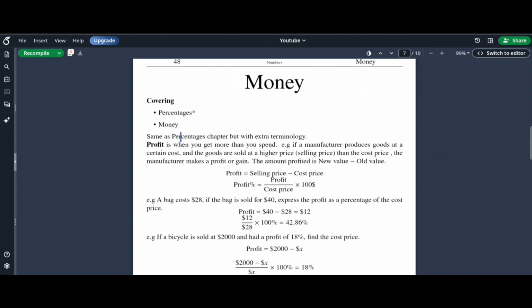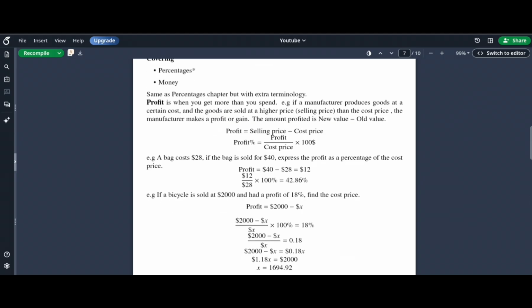So what do we have here? Same as percentages, but with extra terminology. Now we just have profit and loss, which is the same as increase or decrease, but with money in context. Profit is when you get more than you spend. Example, if a manufacturer produces goods at a certain cost and the goods are sold at a higher price, the difference between the selling price and the cost price means the manufacturer makes a profit or a gain. The amount profited is new value minus old value, or in here the selling price minus the cost price.